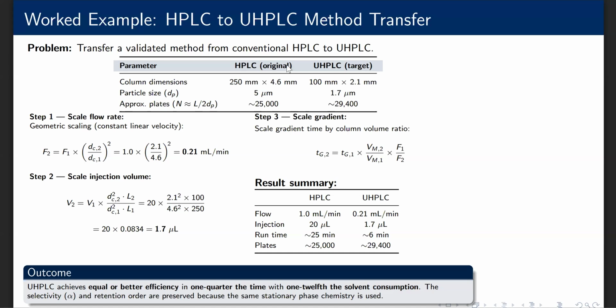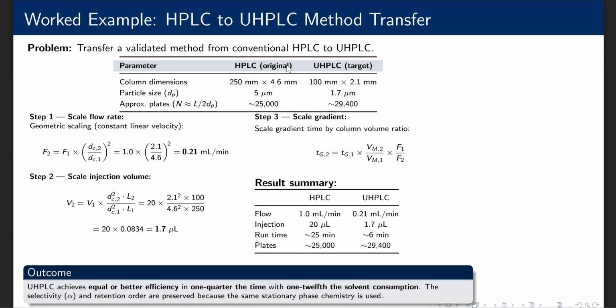The injection volume scales by both the diameter ratio squared and the length ratio, dropping from 20 microliters to just 1.7 microliters. The result summary table shows the outcome. Equivalent or better plate count, but completed in about 6 minutes instead of 25, using approximately 1/12 the solvent. This translates directly to cost savings in solvent purchasing and waste disposal.